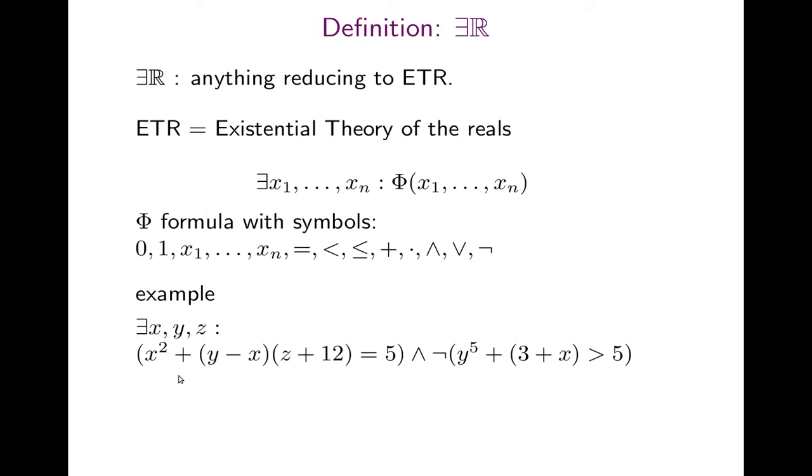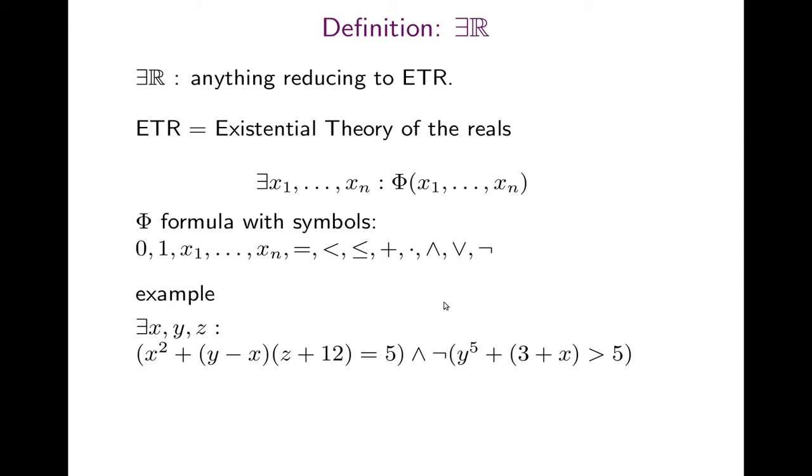So an example would be this. Does this equation have a solution? Can I find real numbers so that this equation has a solution and this inequality is not true? Here I used symbols which I was not allowed to use, like 12, but 12 is 1 plus 1 plus 1 plus 1 and so on. Same as 5. And y to the 5 is just shorthand notation for y times y times y times y times y. So this kind of stuff you can express. I don't want to go into all the details, but this is what ETR is.